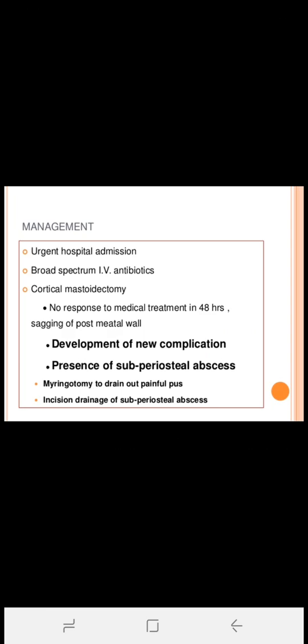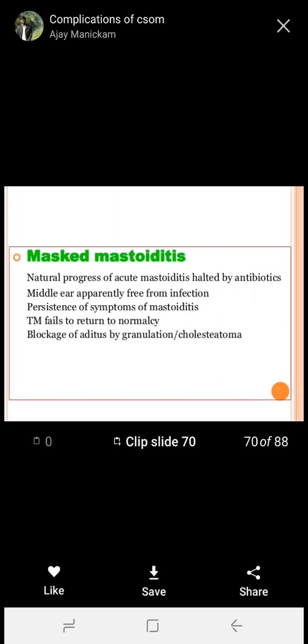Now, how will you manage? We have to do urgent hospital admission, give broad spectrum antibiotics, and do a cortical mastoidectomy if there is no response to medical treatment in 48 hours. If sagging of the posterior meatal wall is there, then it is a development of a new complication, the presence of a subperiosteal abscess. Myringotomy we have to do to drain out the pus. Incision and drainage of the pus.